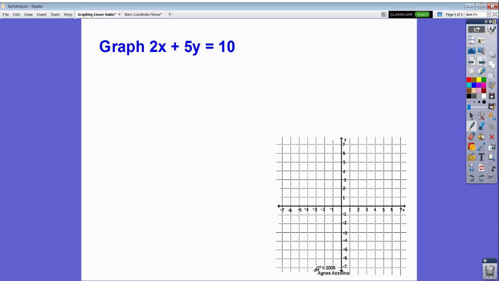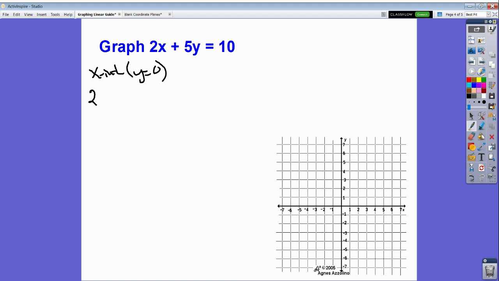So first of all, is this standard form, yes or no? Yes, it is. We have x and y on the left and we have our number on the right. So we're going to find the x-intercept first. So what is always true? Y is equal to 0.